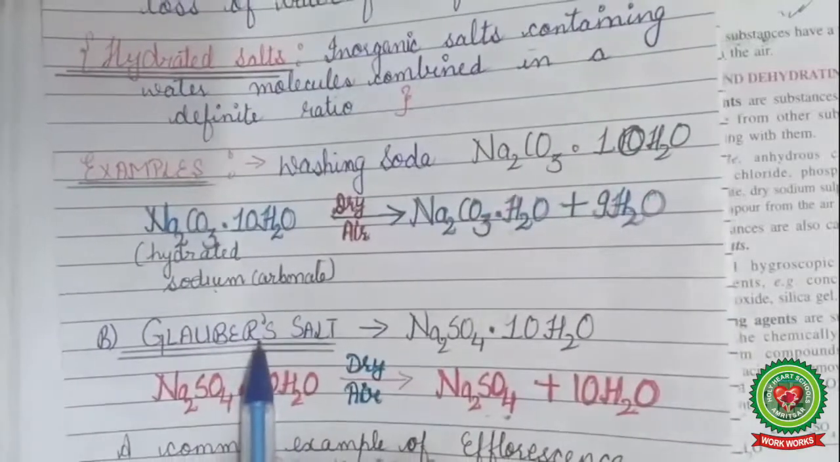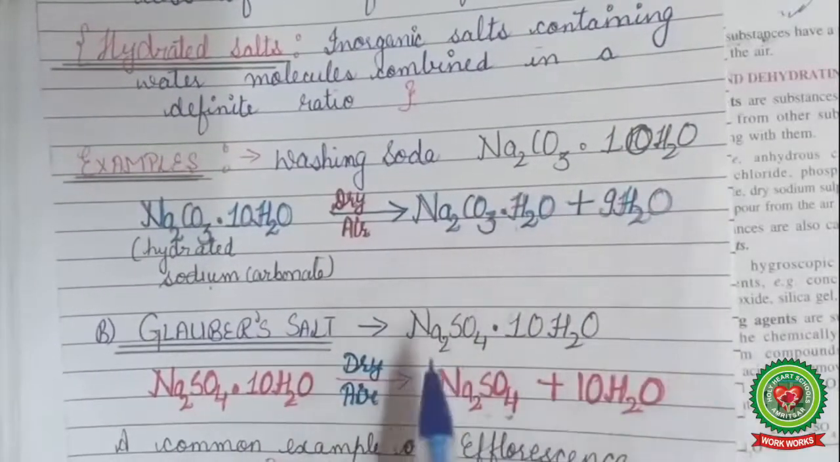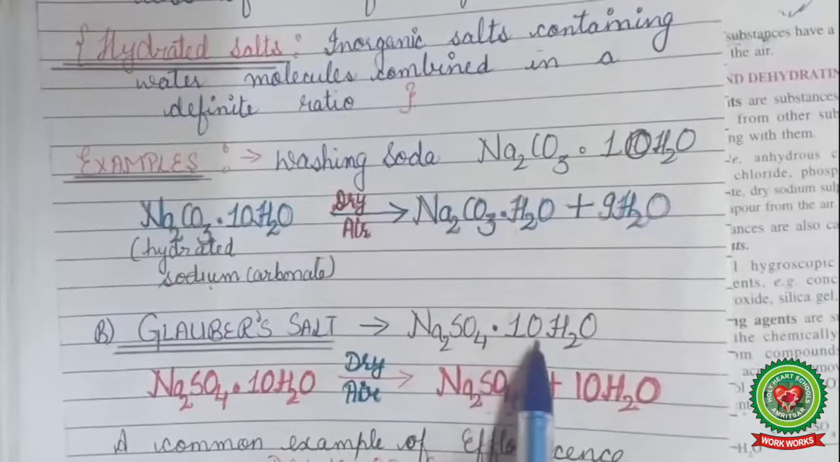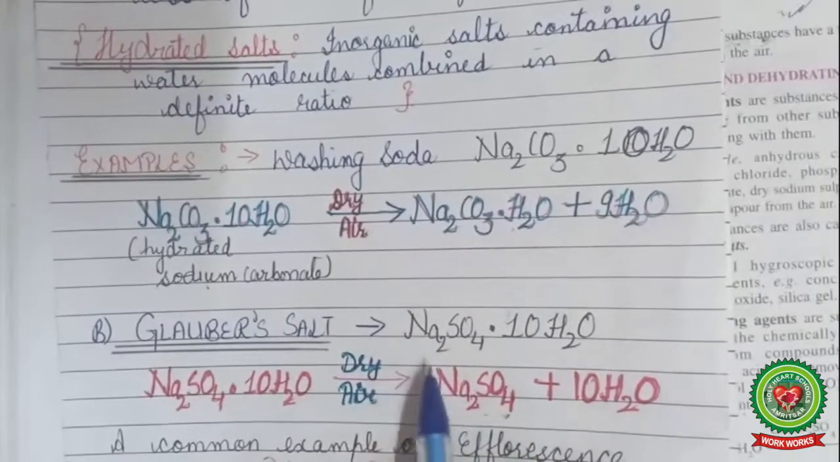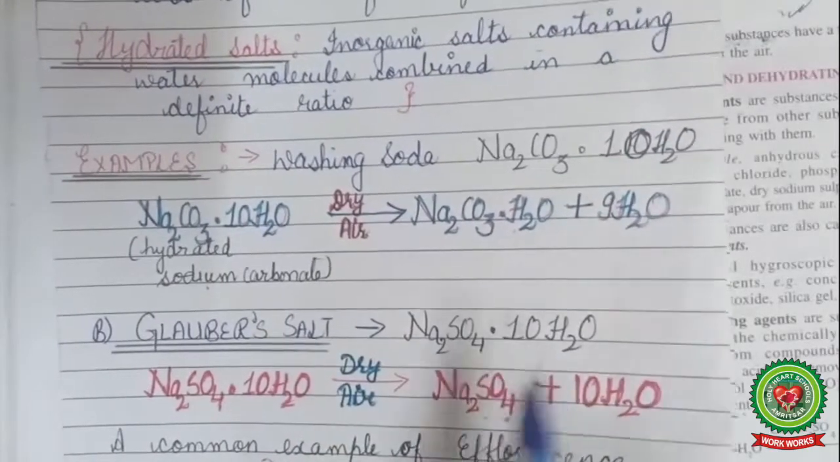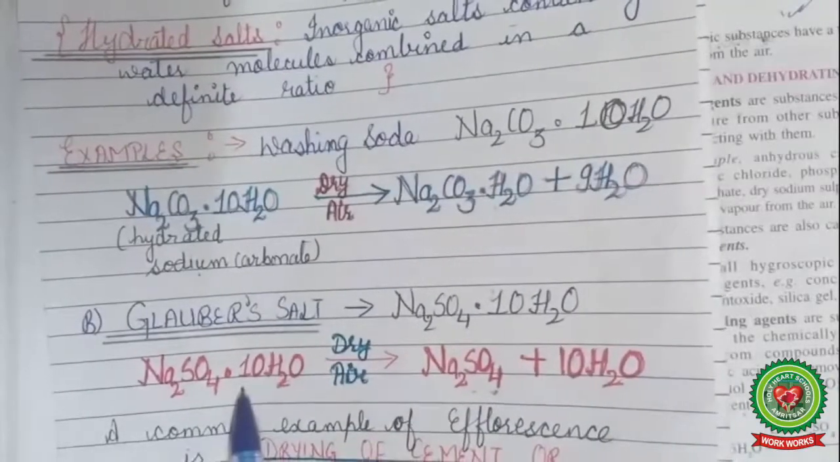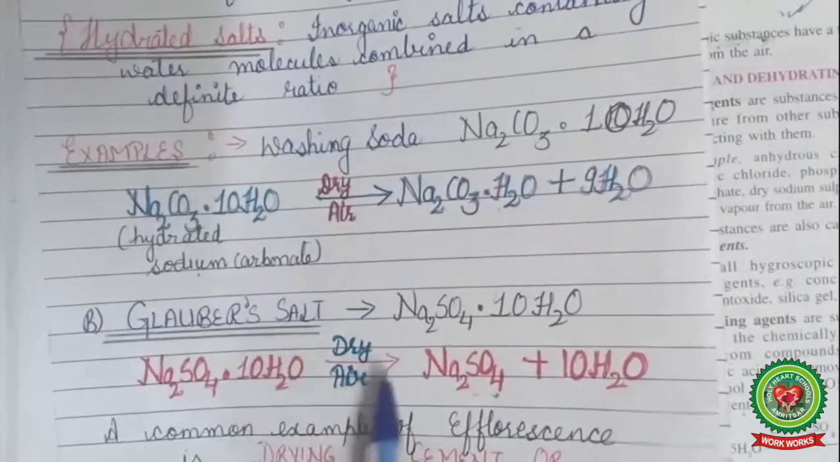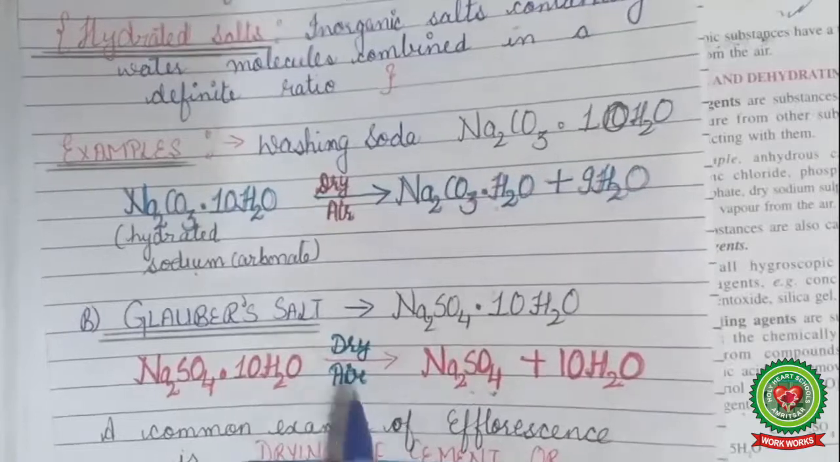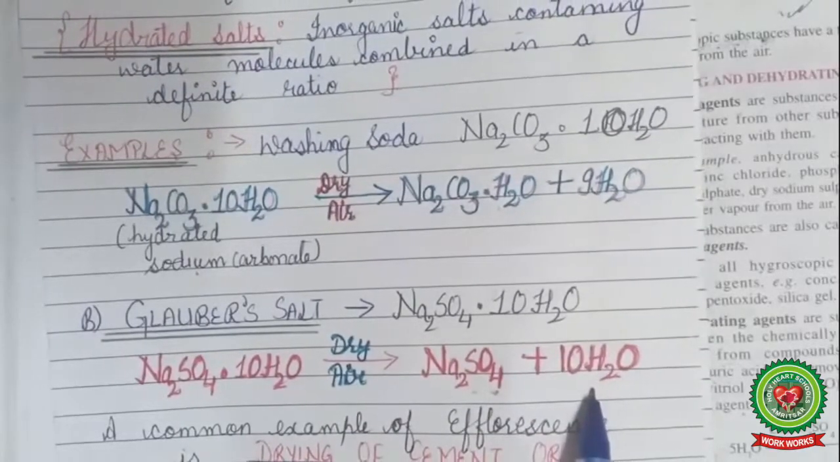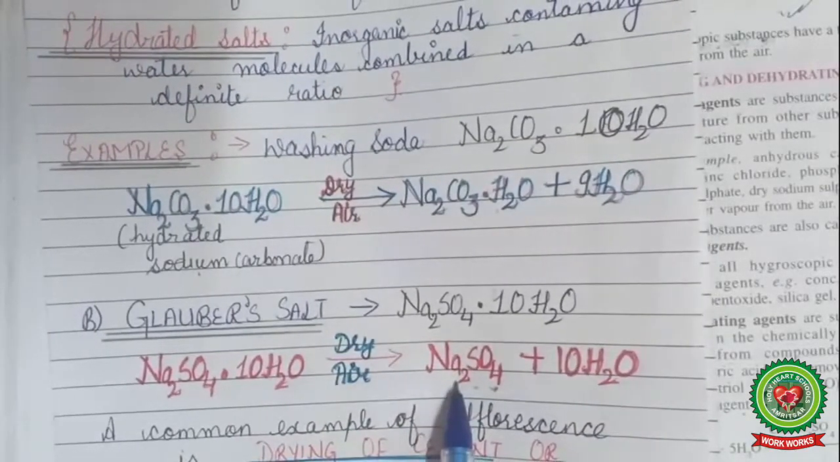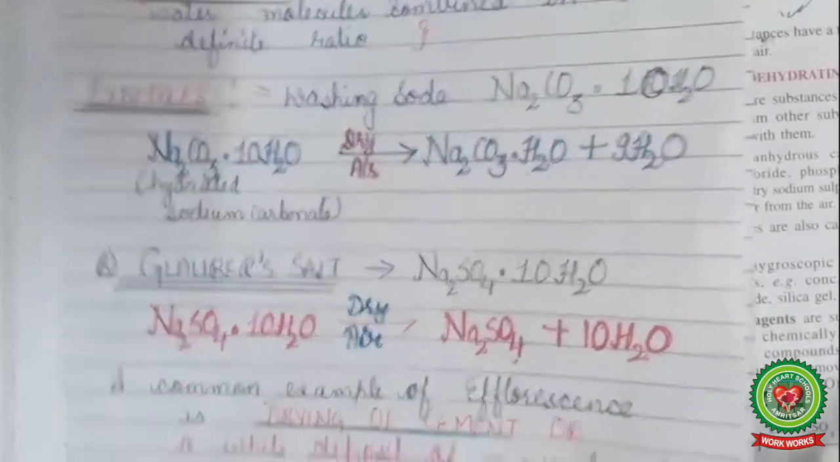Next one is Glauber's salt. The formula of Glauber's salt is Na2SO4.10H2O and its chemical name is sodium sulfate decahydrate. Again, when this sodium sulfate decahydrate comes in contact with dry air, it loses its 10 molecules of water and becomes white powder, that is sodium sulfate.